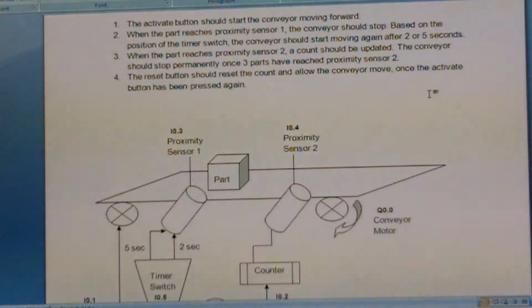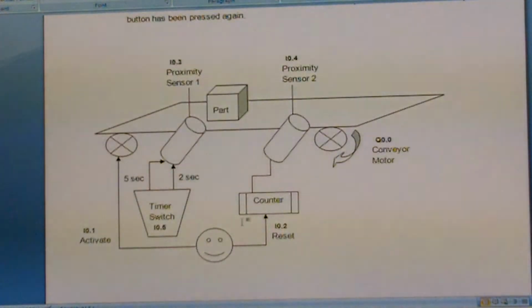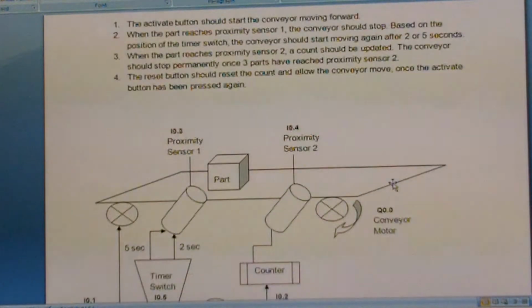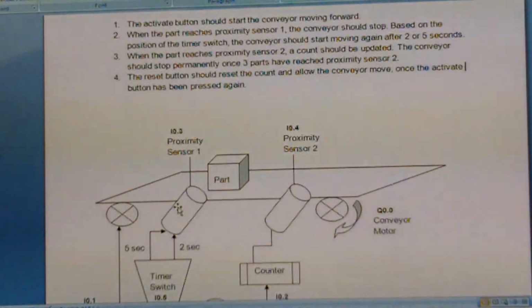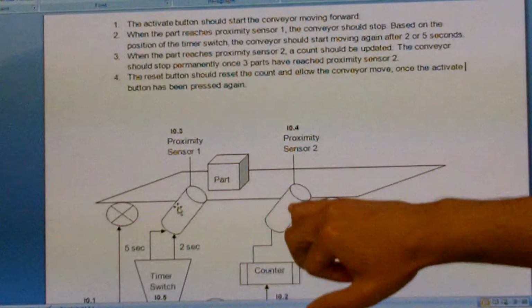So what I want is when you activate the button with input 0.1, I want it to start your conveyor belt. In this case, the motor is Q0.0. When a part reaches proximity sensor 1, you can just simulate this part reaching the proximity sensor by activating those input bits in the simulator. So input 0.3 and 0.4.